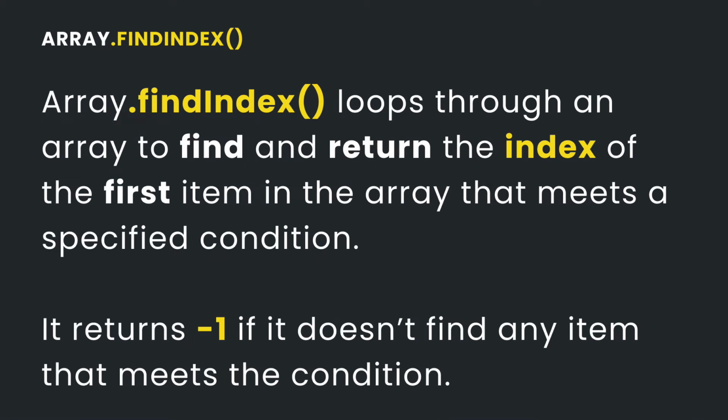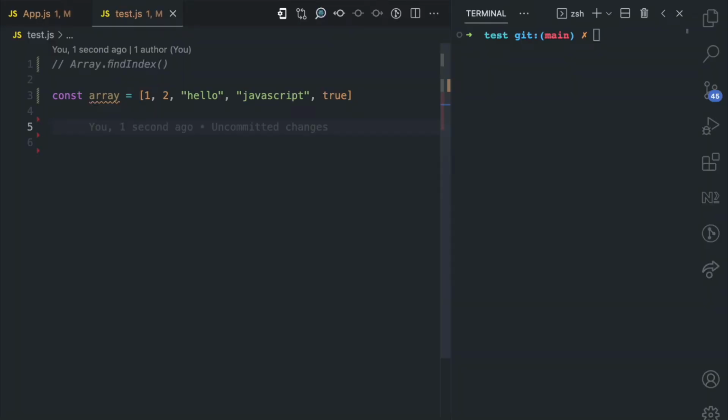While the find method loops through an array to find and return the first item in the array that meets a specified condition, the findIndex method returns the index of that first item. If it doesn't find any item that meets the condition, the findIndex method returns -1. I'm going to show you what this means in code using the examples from the find method video.